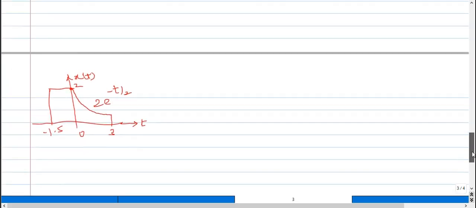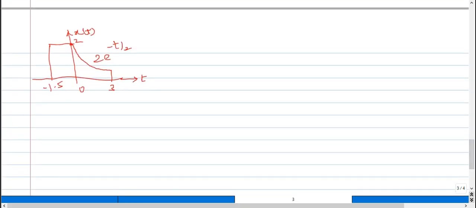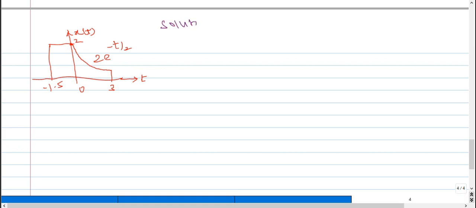So I have copied this problem here, and so let us see the solution. Okay, so let us solve first part A, in which we are asked to describe this signal if it is compressed by a factor of 3.